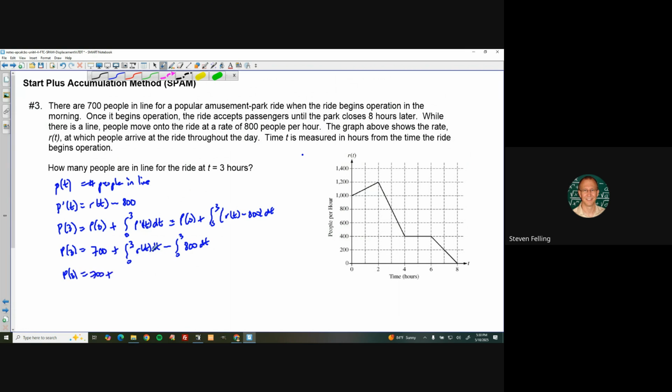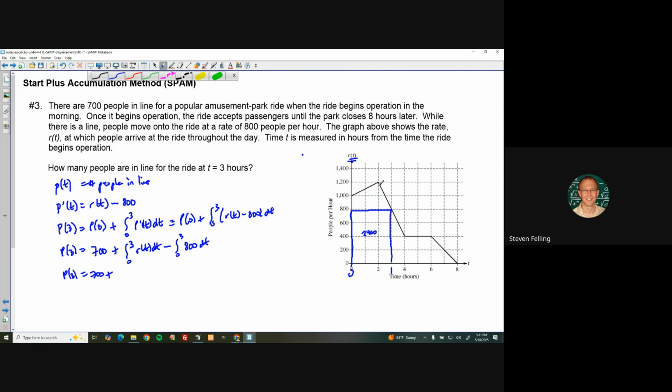For this, I'm going to have to evaluate this using the area under the curve, right? I can evaluate this if I have a graph of R of t, which I do. This is a graph of R of t. So between 0 and 3, I can evaluate this with area. What I could do is maybe this. I could say this chunk here is an area which is 800 times 3. 8 times 3 is 24, so that's 2400.